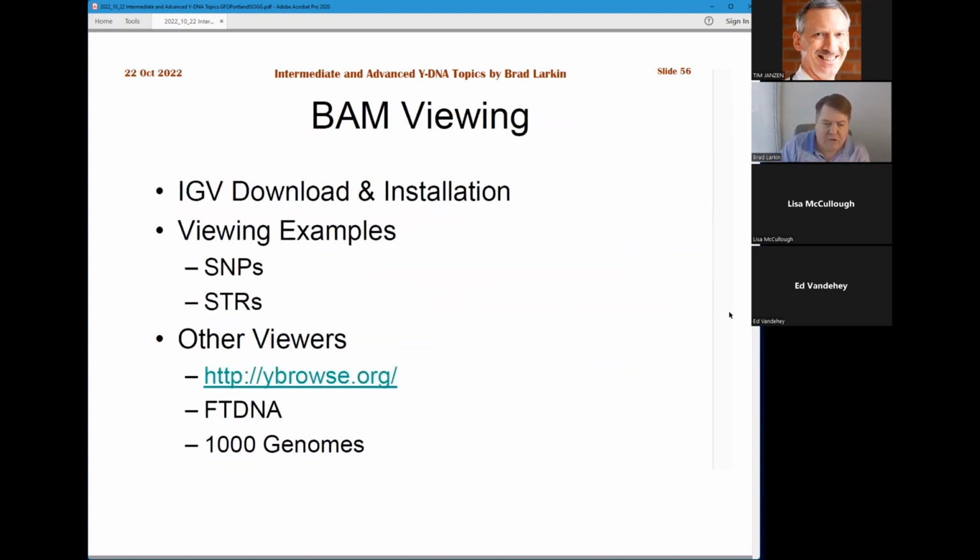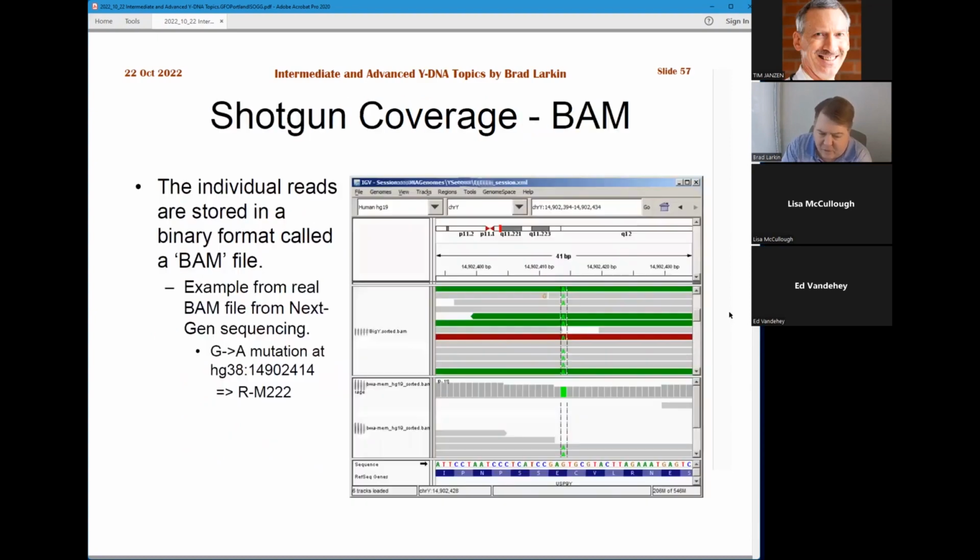I've talked a lot about BAM viewing, but now let's actually look at some of it. So we're going to use the IGV BAM viewer and view some samples. There are other viewers online, YBrowse, maintained by ISOGG. FTDNA has a tool if you have the Big Y. And the 1000 Genomes Project has a BAM viewer just for 1000 Genomes samples.